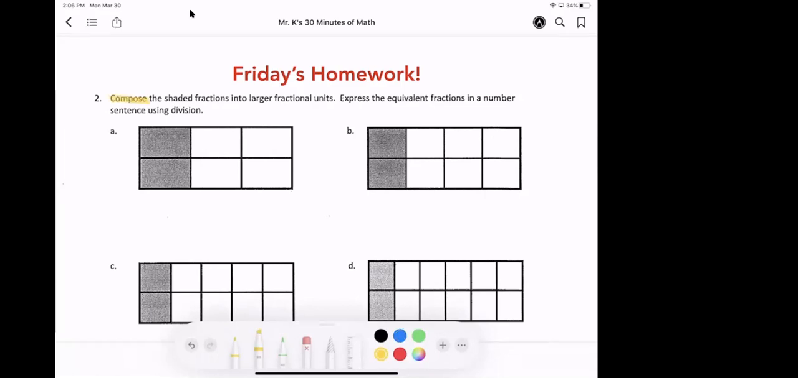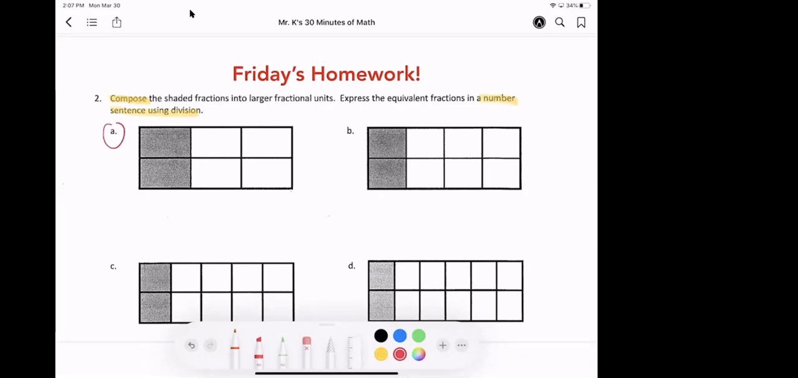So we have the directions. Compose the shaded fractions into larger fractional units. Express the equivalent fractions in a number sentence using division. Okay, so let's look at these. I'll start with A. Let's start with just understanding what we have right now.